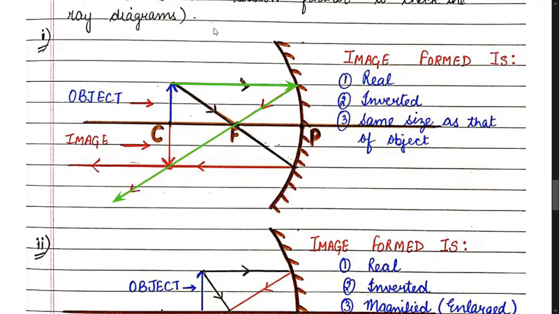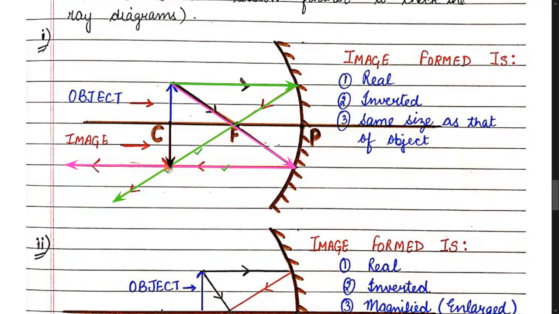And secondly, the second ray I have taken here is a ray which is passing through focus. So see, if a ray is passing through focus, what occurs now? After reflection, it will pass parallel to principal axis. So students, now see the two reflected rays. They are meeting at a point, and that point is the point where the image is formed. So now let us draw the image.